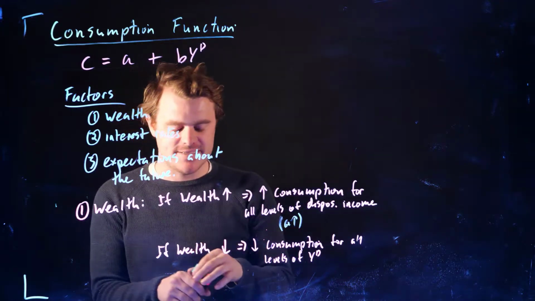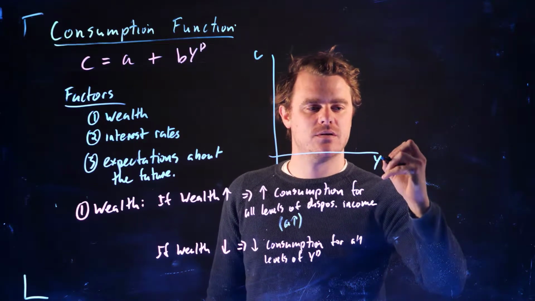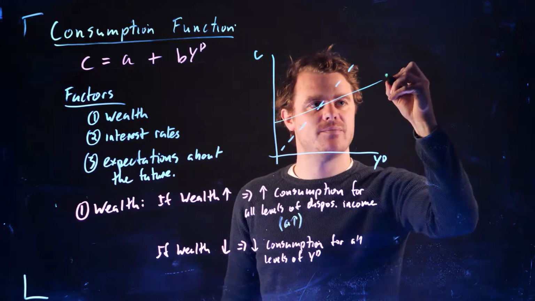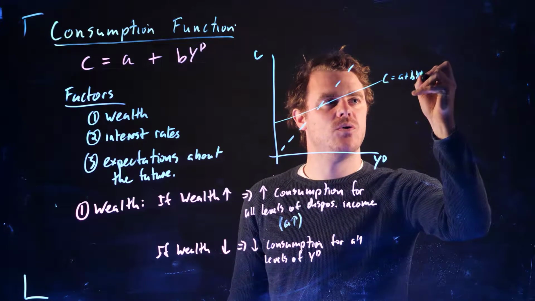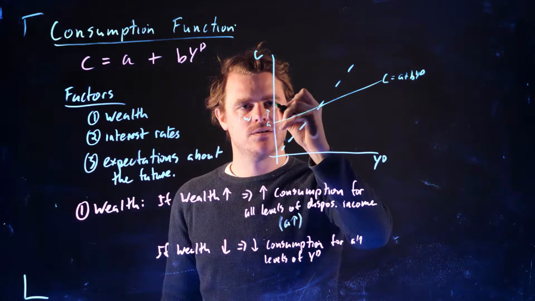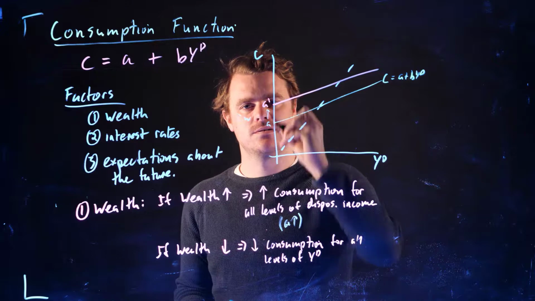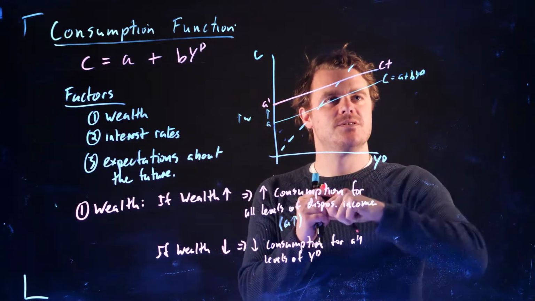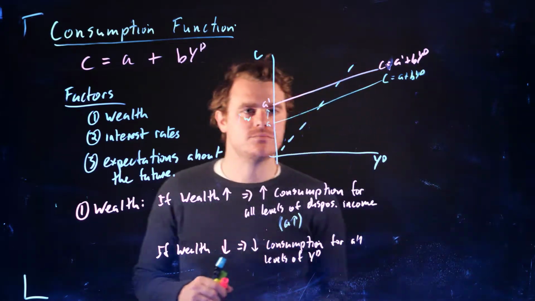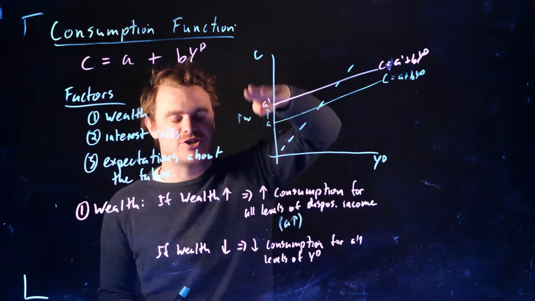So changes in wealth are essentially, think of it like this, here's that 45-degree line, changes in wealth are just shifting this consumption function up or down. So for instance, if wealth goes up, we shift up, and maybe I'll get another color here. C equals A prime plus B times YD. Okay, so that's how wealth is going to affect our consumption function. It's just going to change the intercept.